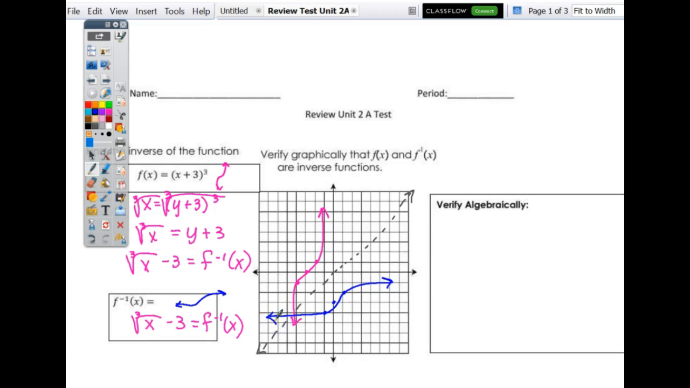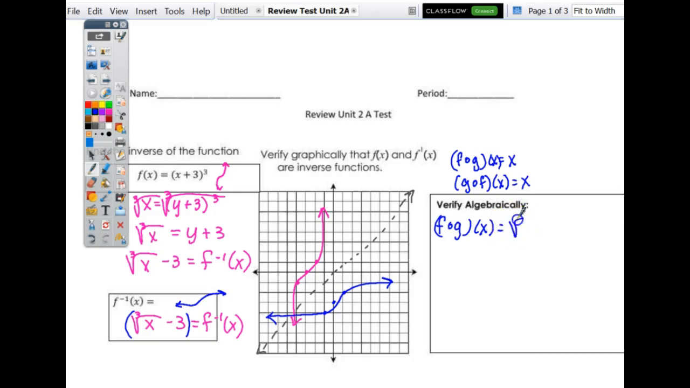Now to verify algebraically, we're going to do f(g(x)), and that has to equal x. And then we're going to do g(f(x)), and that has to equal x. And that means they're inverses. So I'm going to start, I would put parentheses around this, and I would substitute it in for x. So when I do that, I would take this whole quantity and substitute it in for x.